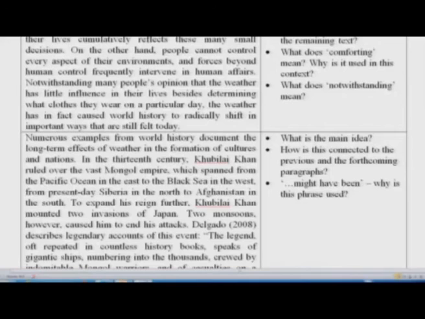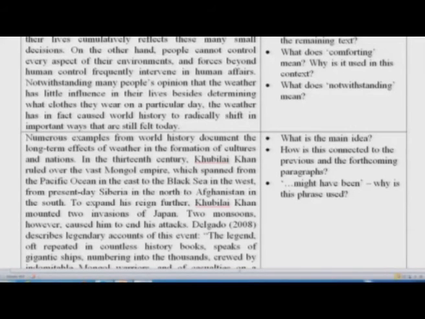and if you come to the end of the first paragraph, the writer clearly says weather has greater influence, it does not just decide what we wear. In fact, the weather has radically changed world history. The key word here is radically. So, the main idea is this, that weather has in fact caused world history to radically shift.